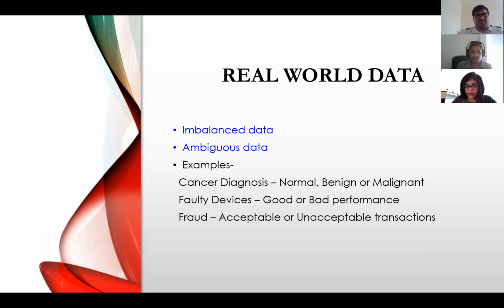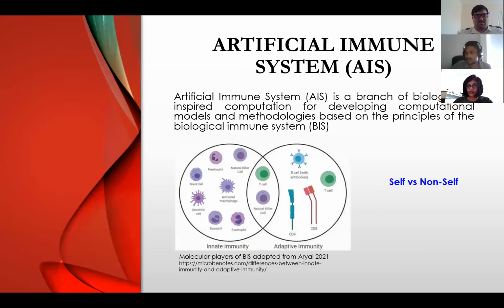Some of the examples include cancer diagnosis, where most of the samples are normal and benign, and some of them can be malignant. Faulty device production in a production unit, where most of the devices are good, but there can be some devices with bad performance. And the classic credit card fraud example, where most of the transactions will be acceptable, but there will be some unacceptable transactions. And artificial immune system algorithms can be used to actually segregate this data efficiently.